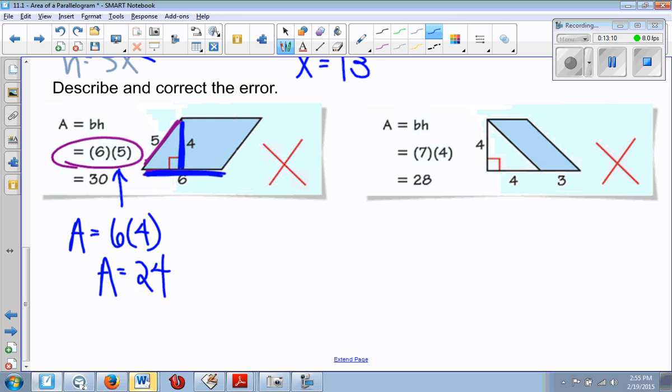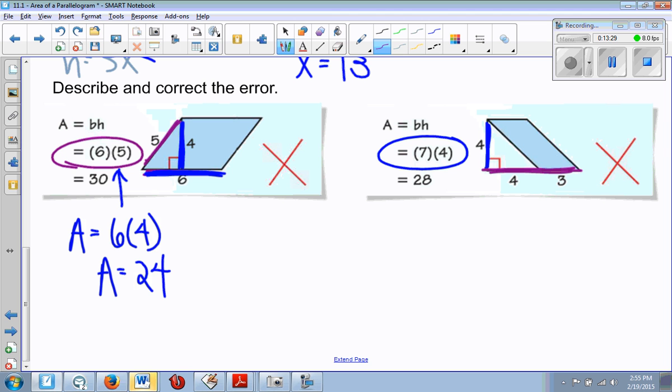In the next one, notice they're saying they're finding the area, and they did 7 times 4. Now, I'm going to agree with them that they used the correct height. What I'm not going to agree with is that they used the wrong base. They said that the base was this entire length down here.